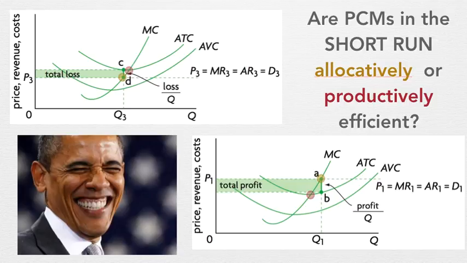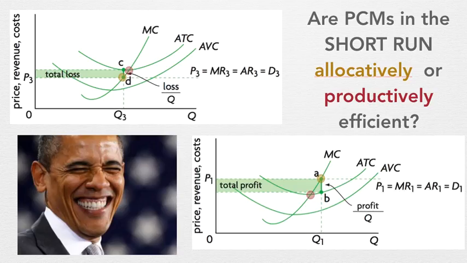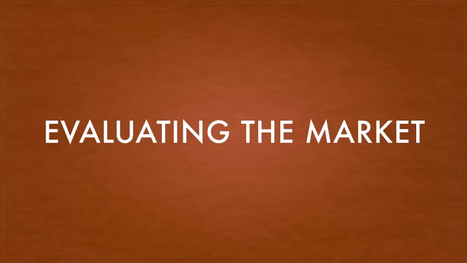So just to go back and review, productive and allocative efficiency do occur in the long run, but not in the short run. So to evaluate the perfectly competitive market, in the long run, they are productively and allocatively efficient, but not in the short run. And as we examine further the other market structures, you will see that this is definitely different as we look at monopolies, oligopolies, and monopolistic competition.